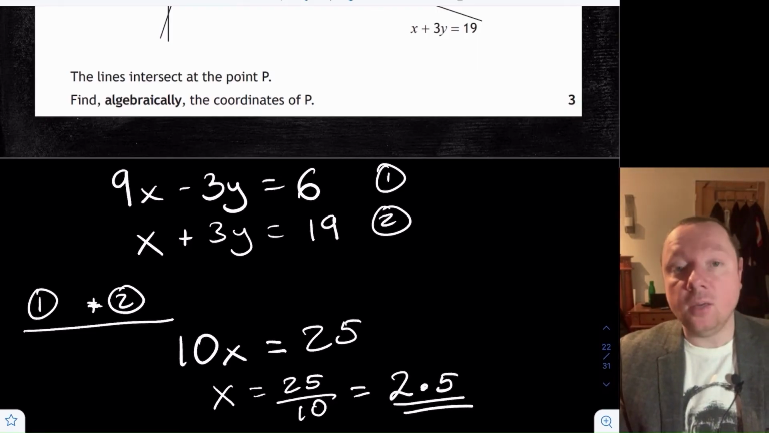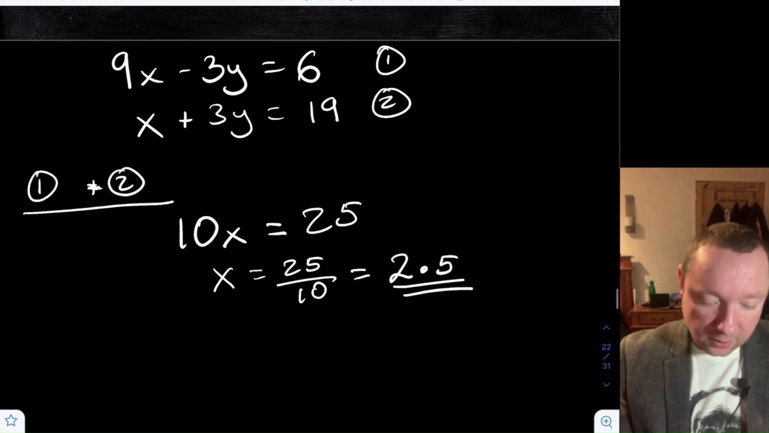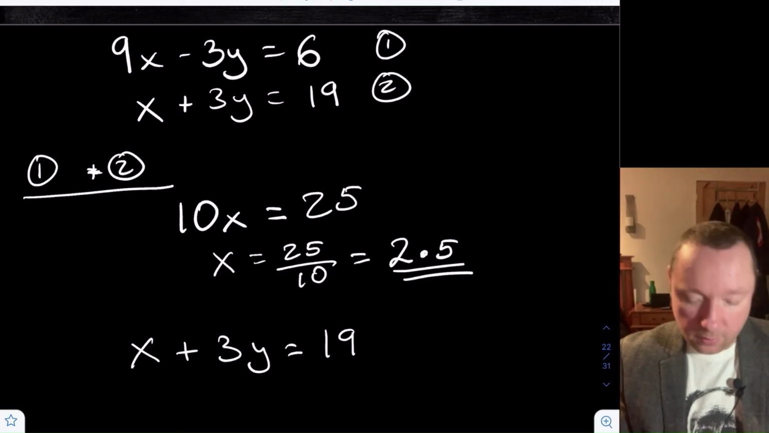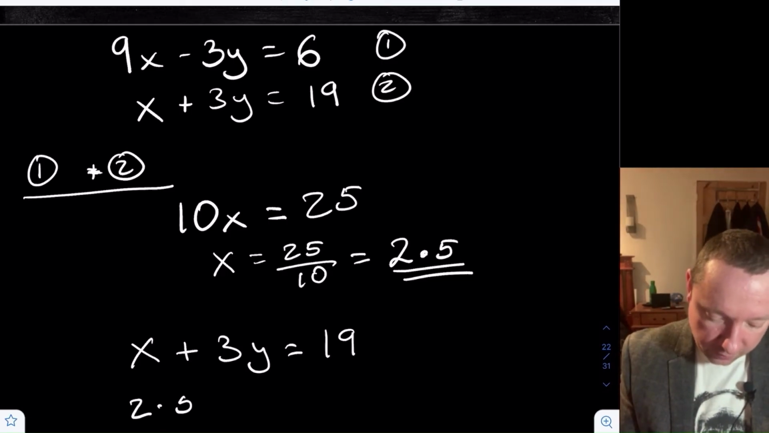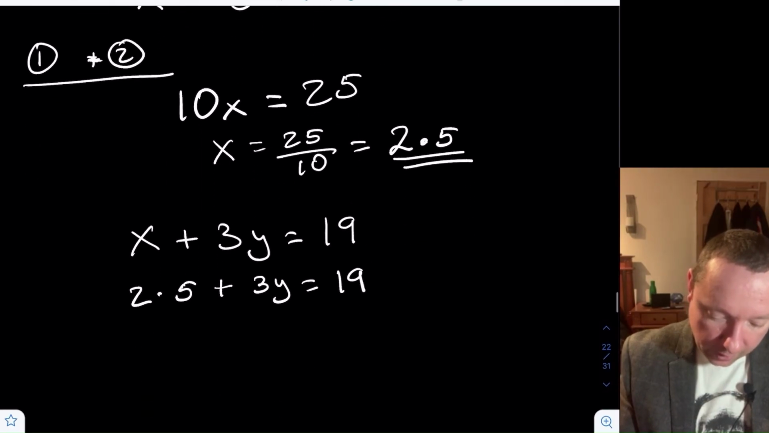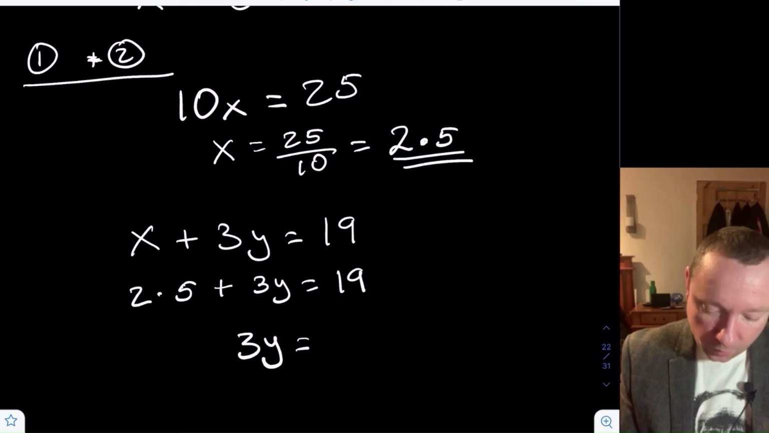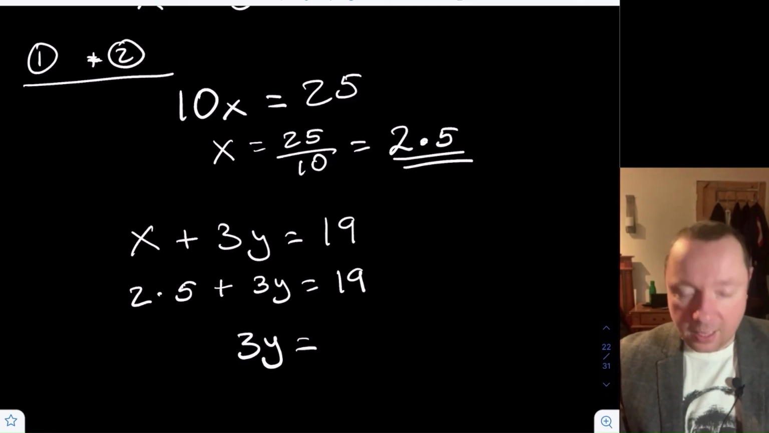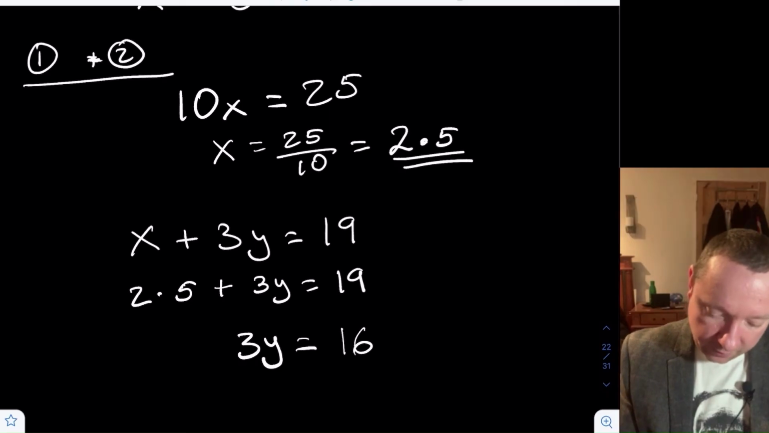Okay, and then we need to substitute in to get our y. So just pick a simple equation. I'm just going to pick x plus 3y equals 19, because there's only one x there. So I've got 2.5 plus 3y equals 19. So 3y equals 19 minus 2 is 17, minus 0.5 is 16.5.